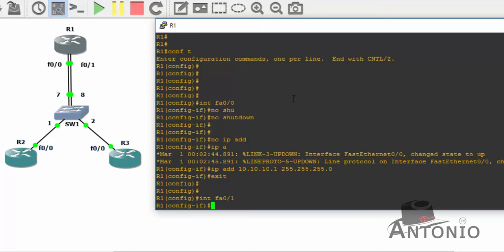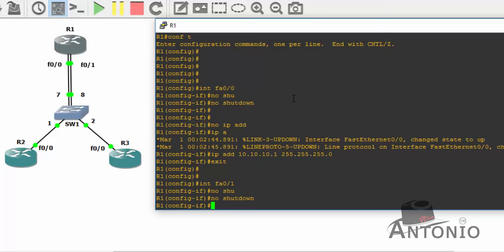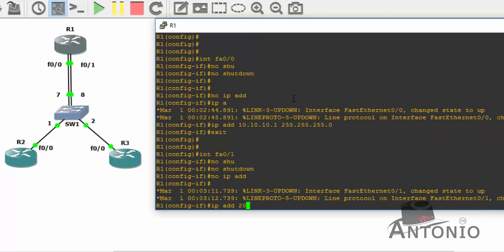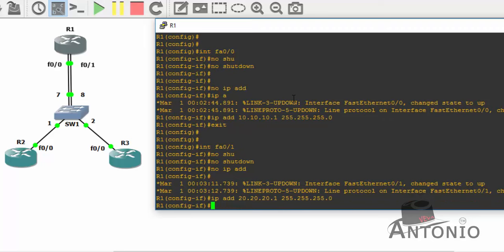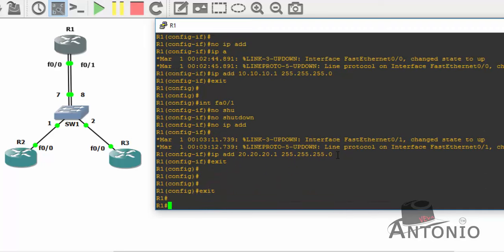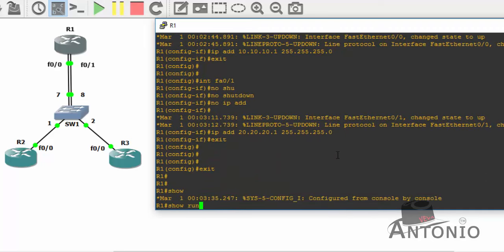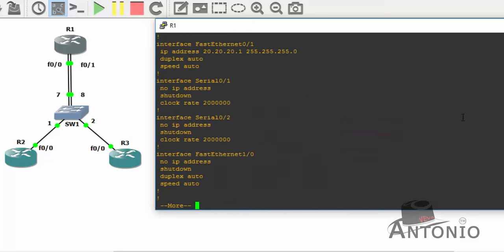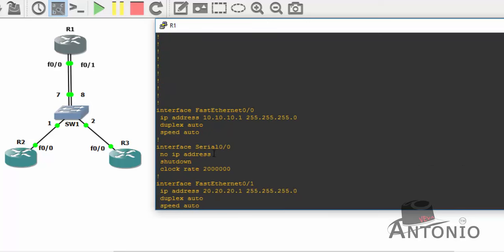Exit and interface FA0/1. No shutdown. IP address of 20.20.20.1, 255.255.255.0. Tapos na tayo dyan. Oops. Show run, scroll up a bit. There you go.